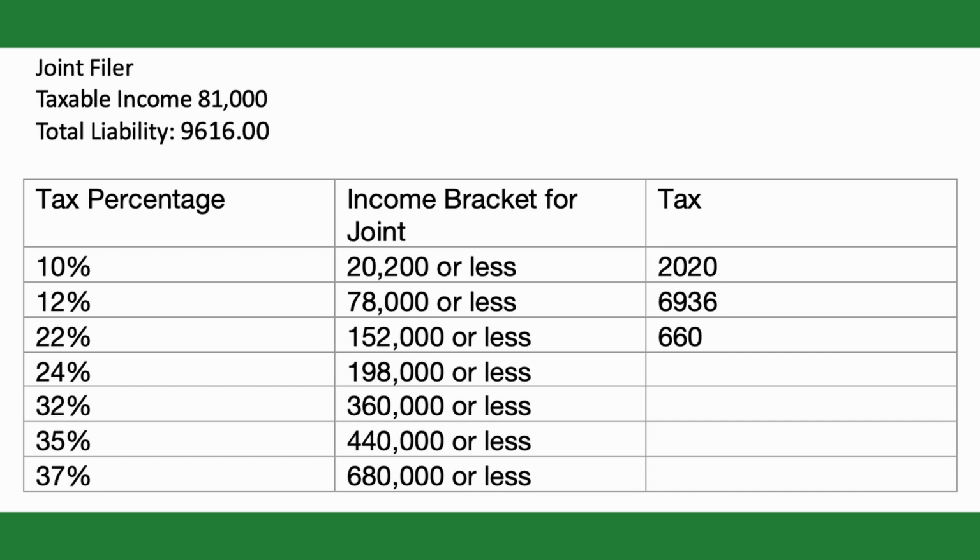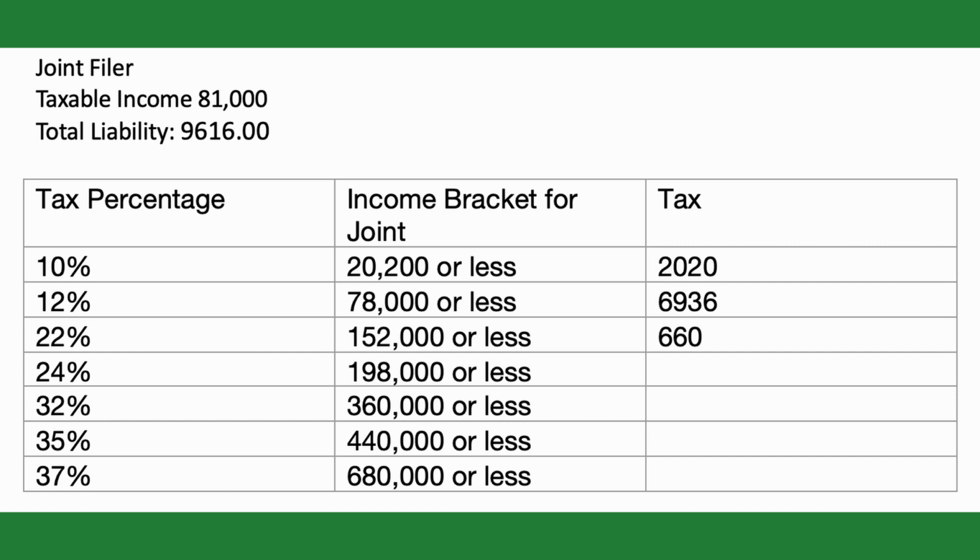Then the income subject to 12% is a difference from $20,200 and $77,999.99, which comes out to $57,799.99, and 12% of that rounded is going to be $69.36. Now, since $81,000 is lower than $152,000, the final portion of this income is going to be taxed at 22%. In this case, the difference between $78,000 and $81,000 is $3,000, and that amount is going to be taxed at 22%, and that comes out to $660.